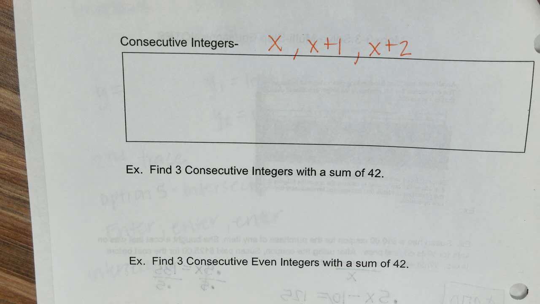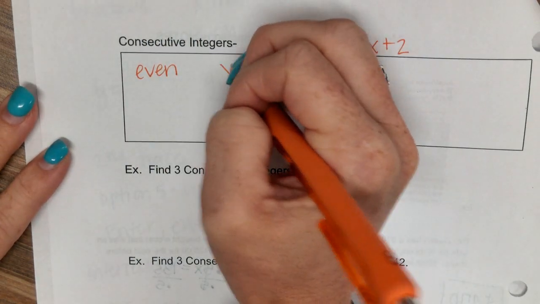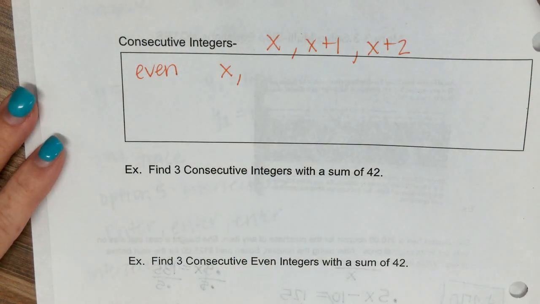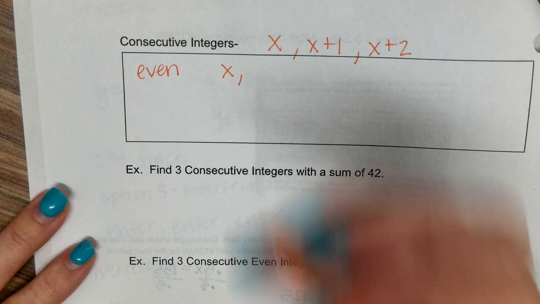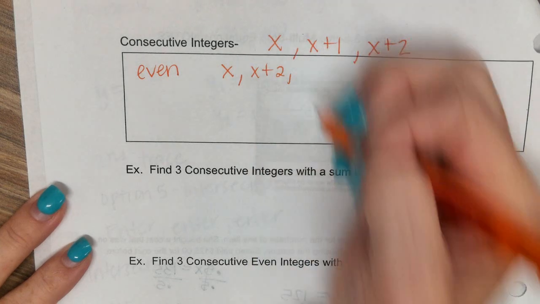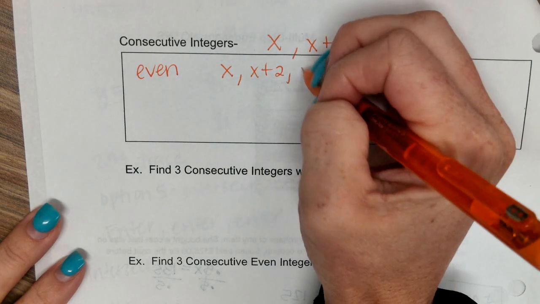All right, what if I said, give me a consecutive even integer? 2, 4, 6, 8, 10. Y'all see what I'm saying? So consecutive even, if I started with x, the next number, instead of adding 1, for even, I'm going to have to add 2. So x plus 2. The next consecutive integer would be x plus 4.